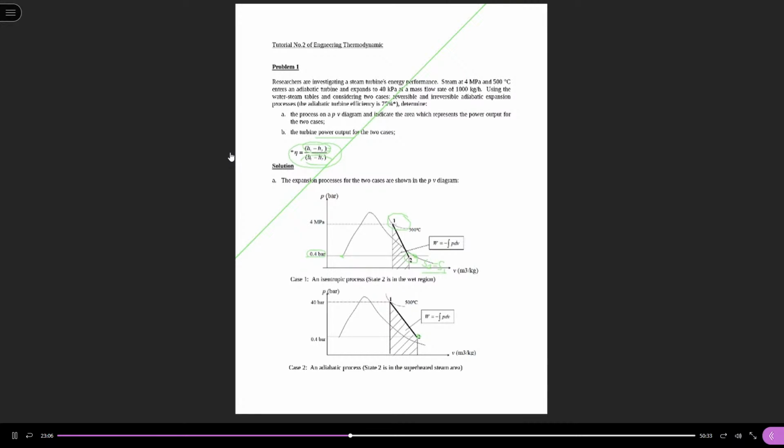We can see it's superheated, because we can calculate its enthalpy and compare it with the critical saturated points. If it's larger than that of saturated vapor, then it's superheated. We draw the superheated state, then the actual process, and the shaded area can represent the work.